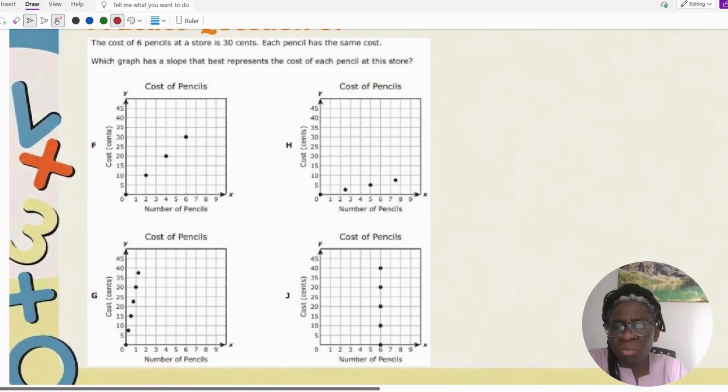So the next question, now you solve this yourself. The cost of 6 pencils at a store is 30 cents. Each pencil has the same cost. Which graph has a slope that best represents the cost of each pencil at the store?